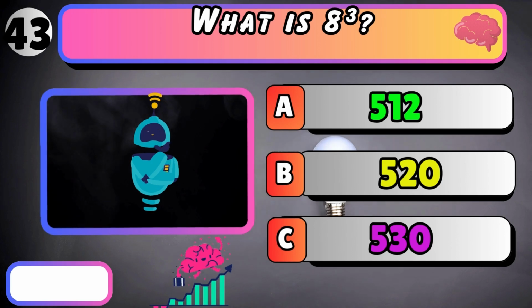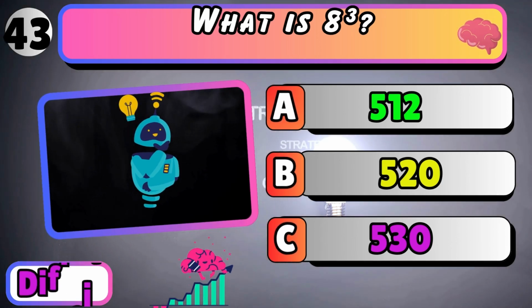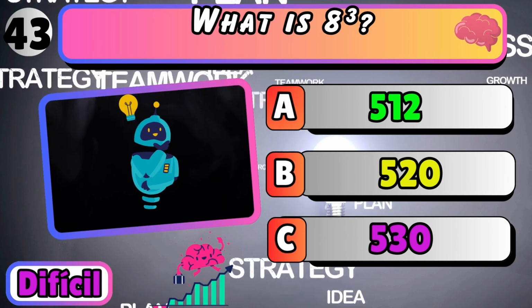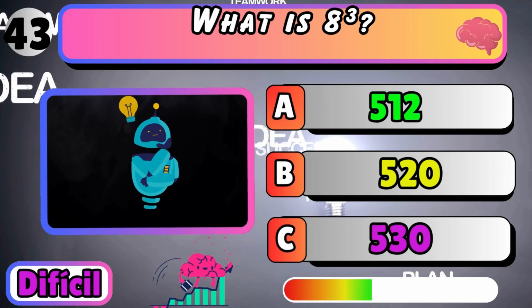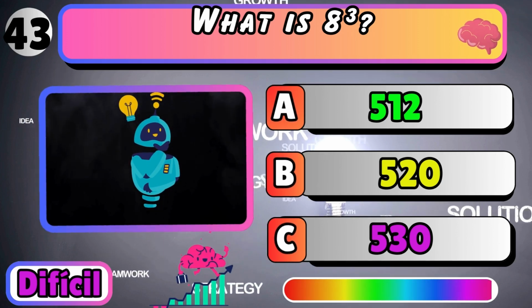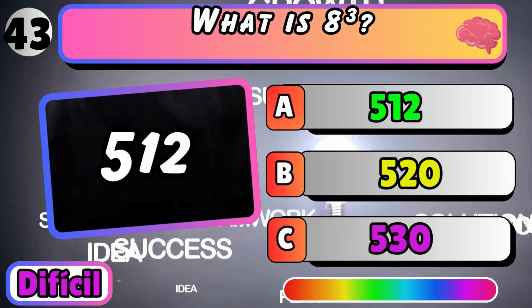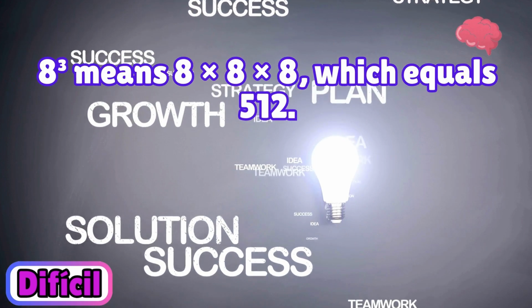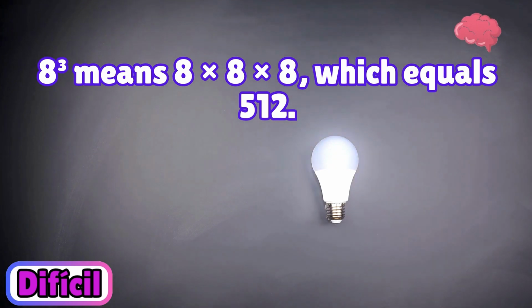What is 8 to the power of 3? 512, 520, or 530? 512. 8 to the power of 3 means 8 times 8 times 8, which equals 512.